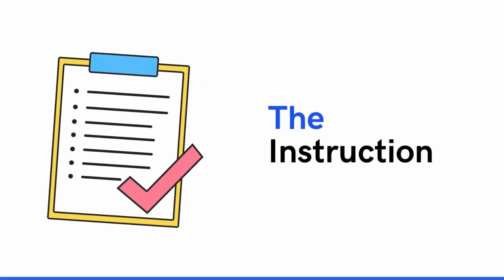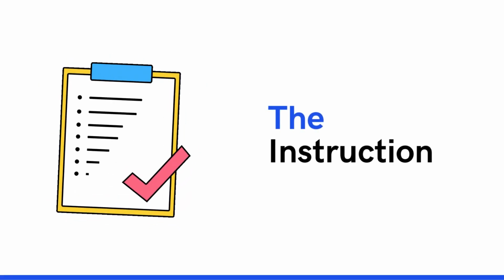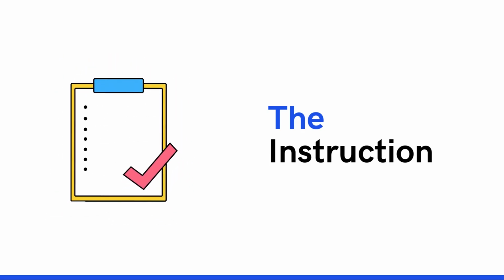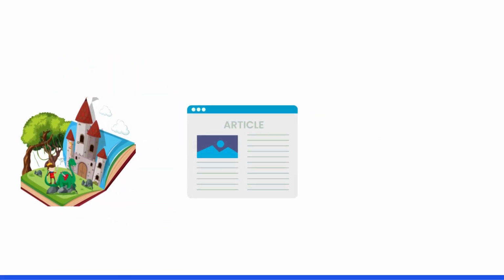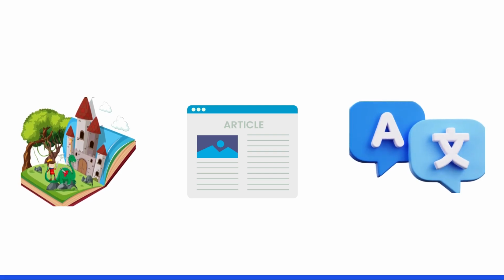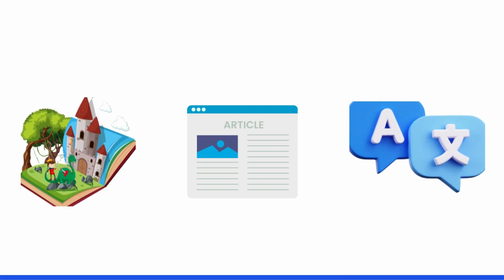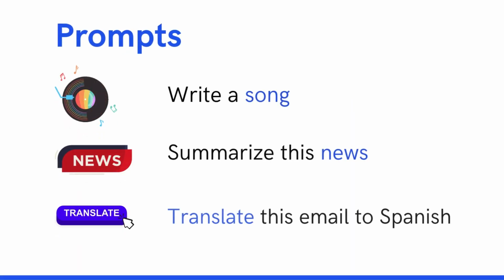The instruction. This is your boss move, telling the LLM what kind of magic you want it to perform. Do you want it to write a poem, summarize an article, maybe even translate a language? Be clear and concise with your commands. Write a song, summarize this news, or translate this email to Spanish are some of the great examples.